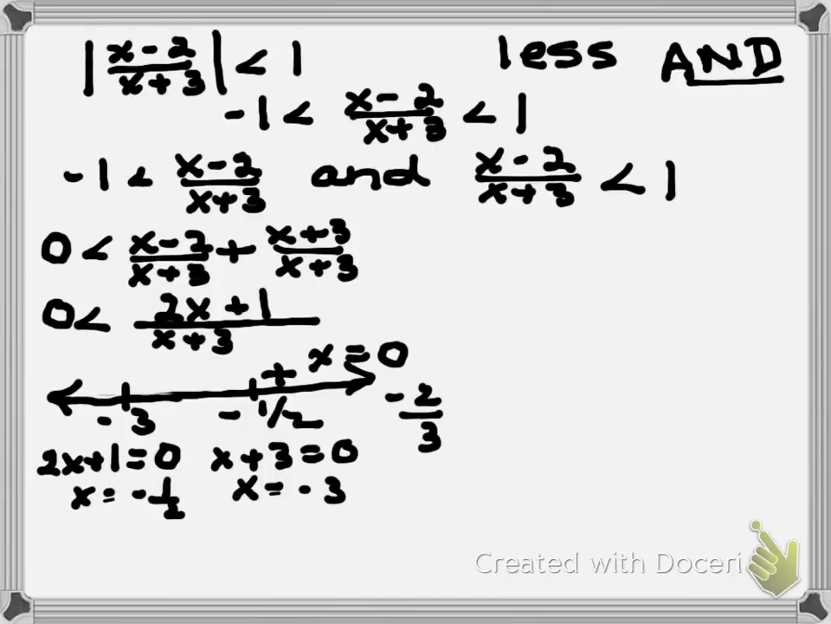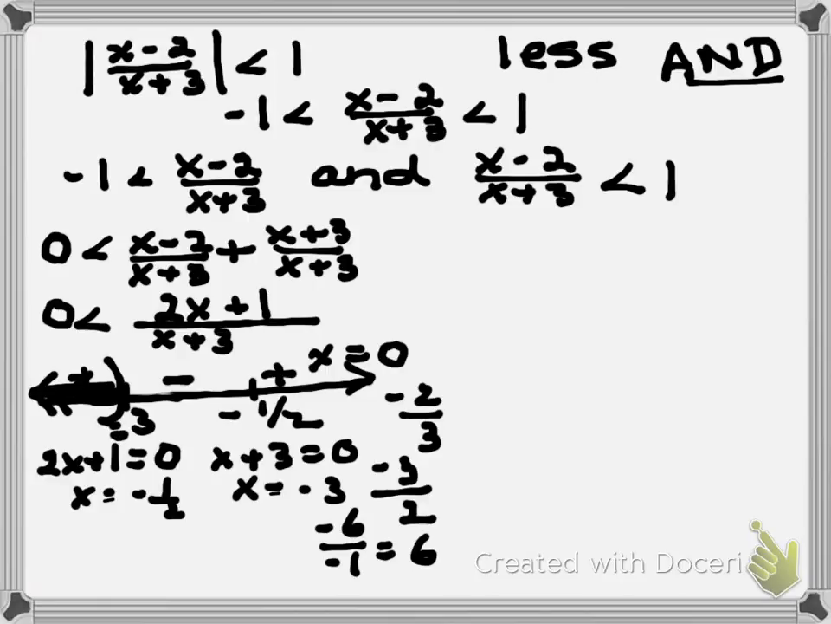In the center, if I let x be negative 1, negative 2 and negative 1 is negative 3, and negative 1 and 3 is 2. Is negative 1 less than negative 3/2? And that would be no, it's not. Doesn't work. And then let's pick something on the other side, negative 4. Negative 4 and negative 2 is negative 6, and negative 4 and 3 is negative 1, which gives us a positive 6. And is negative 1 less than positive 6? Yes. So what we know that works is the region to the left of negative 3 and to the right of negative 1/2.